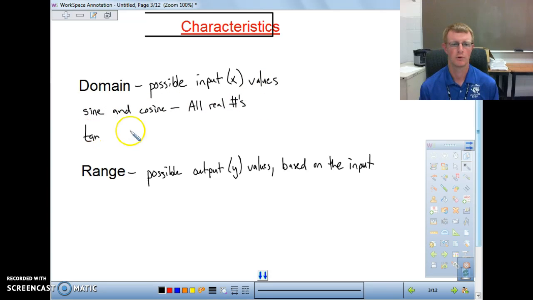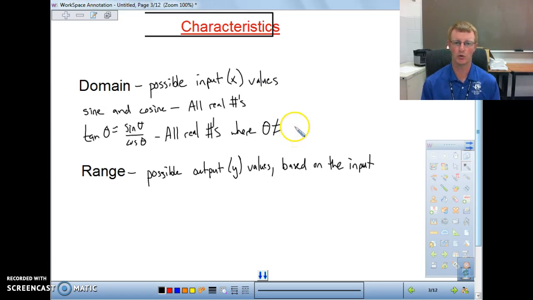So that's the domain. Now, tangent, if you recall, tangent of theta is equal to the sine of theta over the cosine of theta. So in reality, we need to figure out where the bottom is equal to zero. The domain doesn't work anywhere here because whatever your input value is, if you get zero on the bottom, you're going to have a problem. So here we can say that the tangent is all real numbers, but we are going to have some restrictions. And we're going to say where theta, in this case it could be x, any of your inputs, is not equal to, and we will say this.